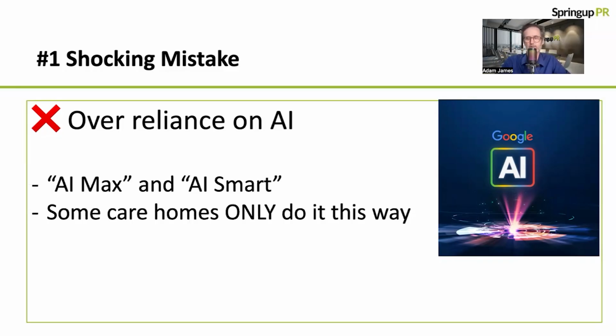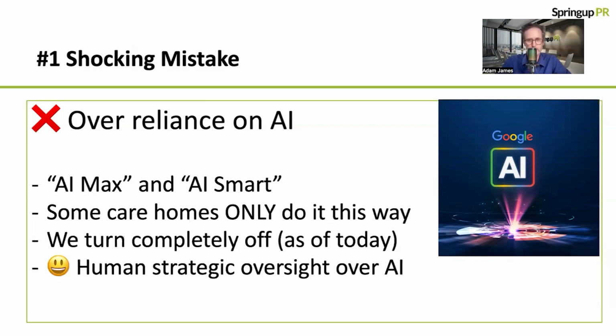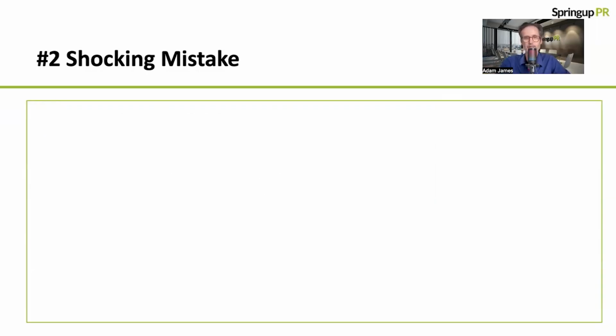You don't get to see the nuances. And we turn off AI Max and AI Smart at the moment. Yes, everything's changing, remember I said that from the top. But as of today, we turn all the AI Max and AI Smart off immediately if we take over a care home Google pay-per-click account. Why? Because you want human strategic oversight over the AI. That would be my 100% recommendation. Any questions as we go, in Q&A or chat?